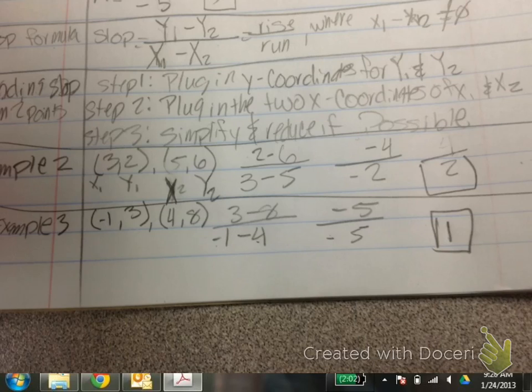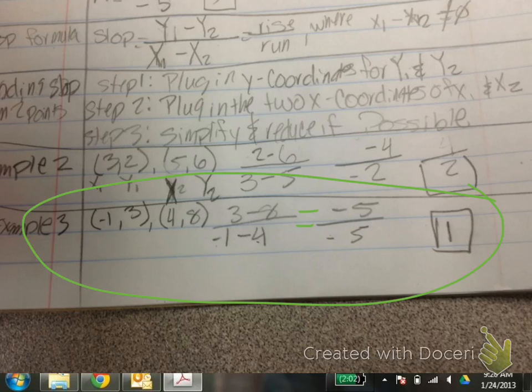All right, this is a picture of Annabelle's work. Her example number 3 is right here on the bottom. So her points are negative 1, 3, and 4, 8. So on top she put 3 minus 8. Is that correct? Y's go on top. And negative 1 minus 4. The only thing here, Annabelle, is to make sure you put equal signs in between the two so that we're showing that they're equal.